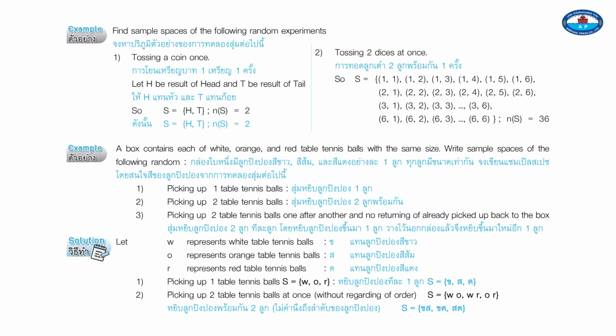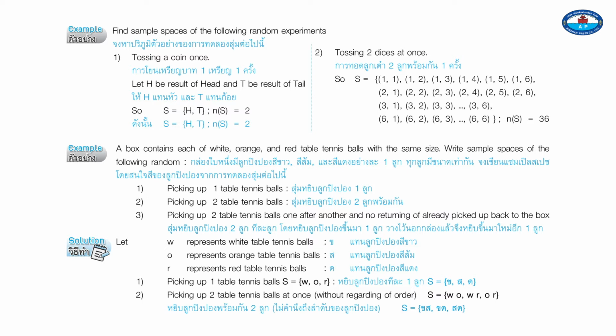So S equals {(1,1), (1,2), (1,3), (1,4), (1,5), (1,6), (2,1), (2,2), (2,3), (2,4), (2,5), (2,6), (3,1), (3,2), (3,3), and so on through (6,1), (6,2), (6,3), up to (6,6)}, and n(S) equals 36.